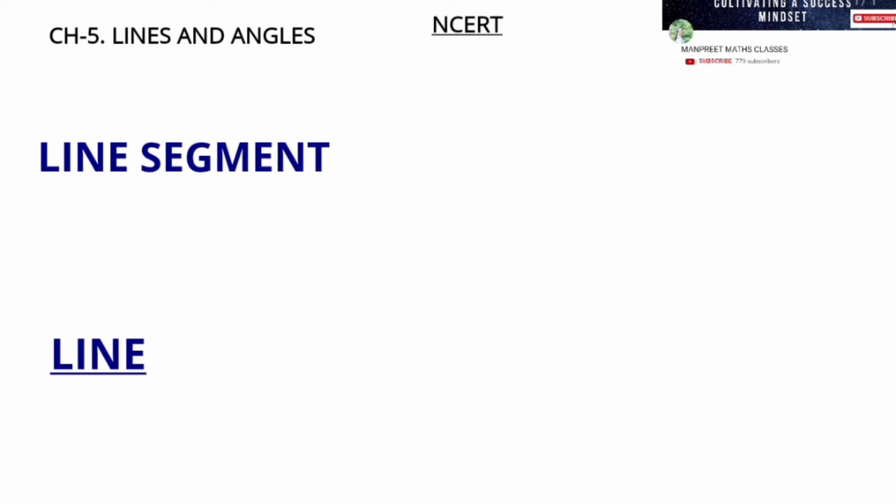Today we are going to start chapter 5, lines and angles. First we will discuss all about lines, then about angles. Now what is a line? And I have written one more thing, line segment. ये क्या है और इनमें difference क्या है?